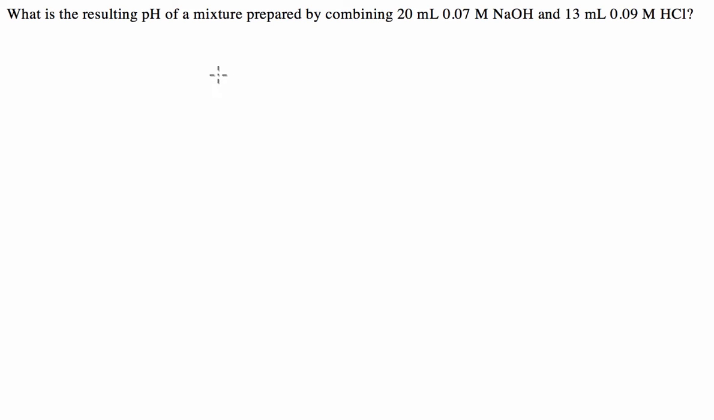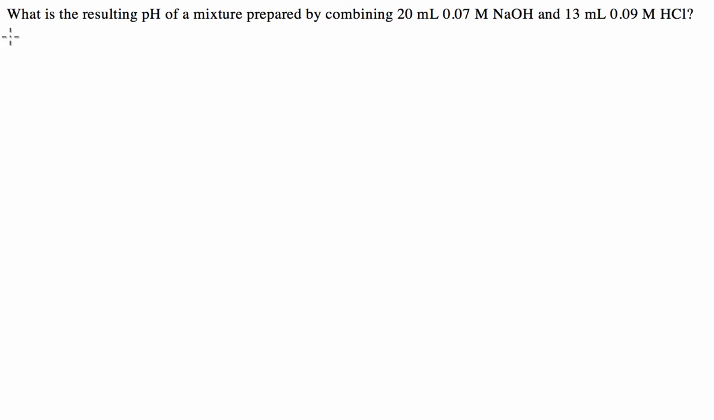G'day guys, today we're going to have a chat about pH, and more specifically the resulting pH when two solutions are mixed. Hopefully you guys are aware that pH is a measure of how acidic or how basic a solution is, with a pH of 7 being a neutral solution. So let's get to this question and we'll literally just talk our way through it and see how we go about solving it.